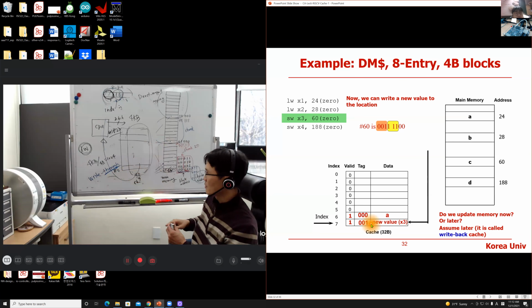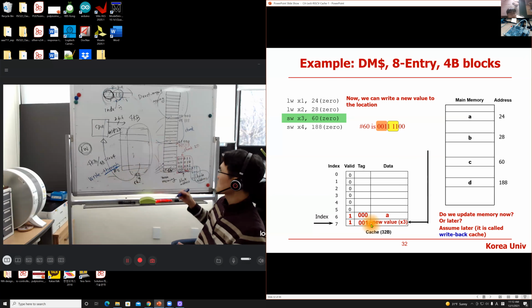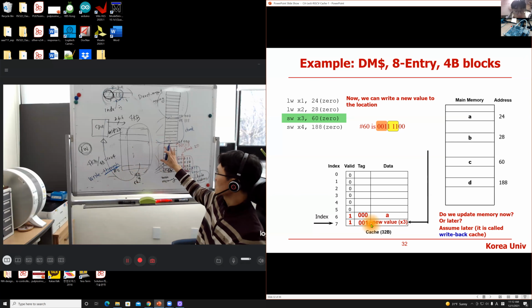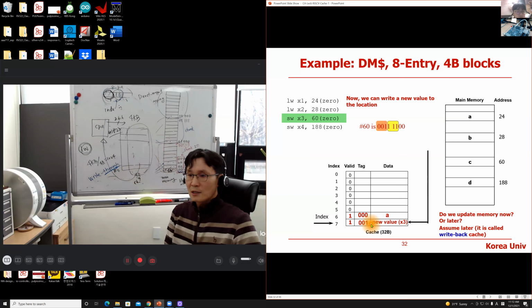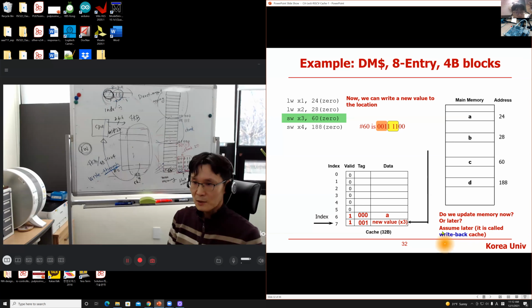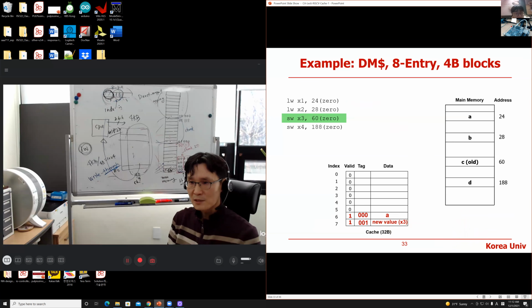But I don't like the write through policy because main memory is so slow. I don't want to touch it. Updating main memory takes time. I don't want to do that. Anyway, that is called the write back policy. Only update the cache. That means the cache contains new information, and main memory has old information that should be updated with that X3.